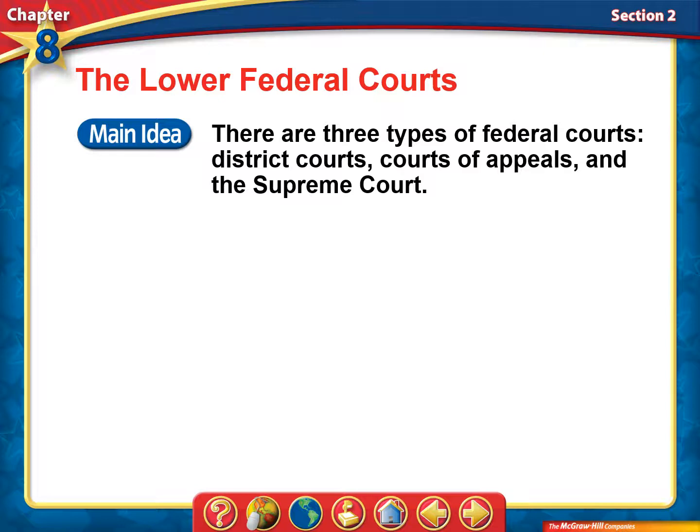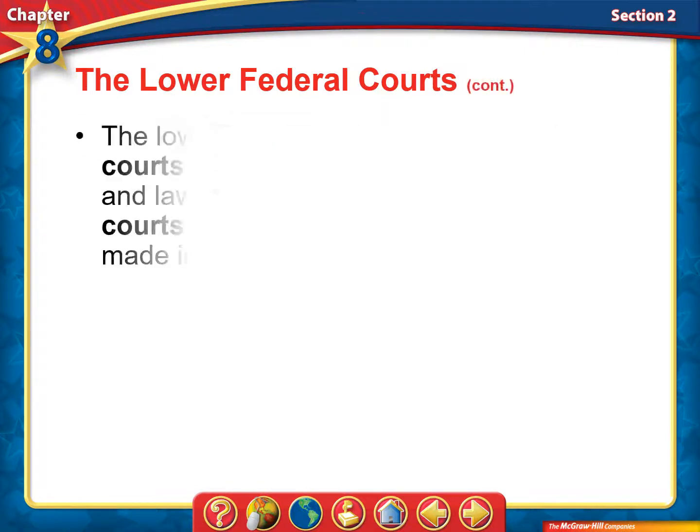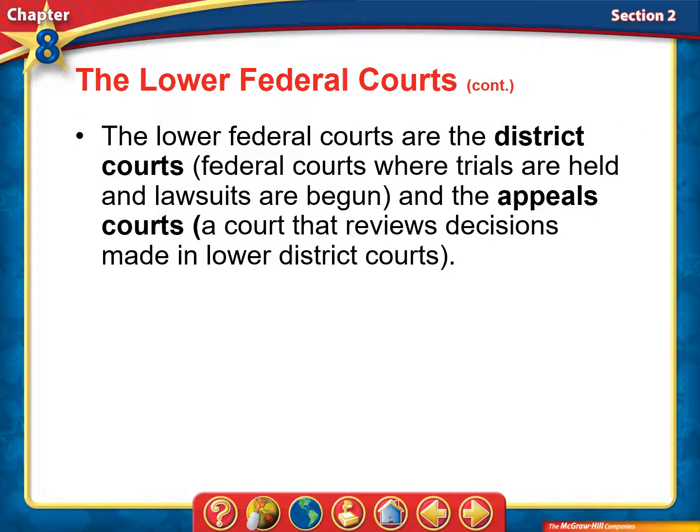But let's keep it simple. Today we're going to talk about the types of federal courts. There are district courts, there are courts of appeals, and then of course the Supreme Court that you all know about. Now the lower federal courts get a lot less attention, but they're called district courts. These are where the original federal cases are heard. There are district courts in every state.